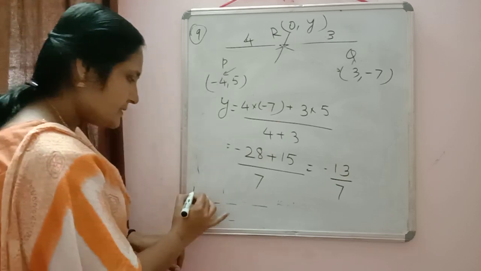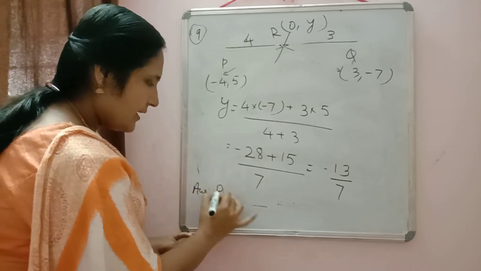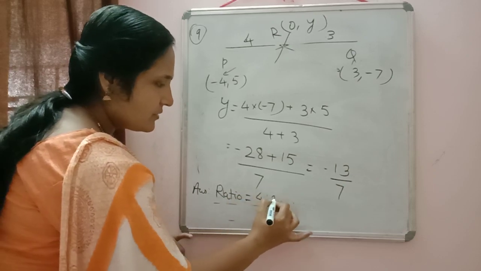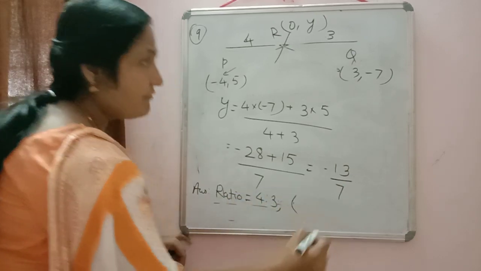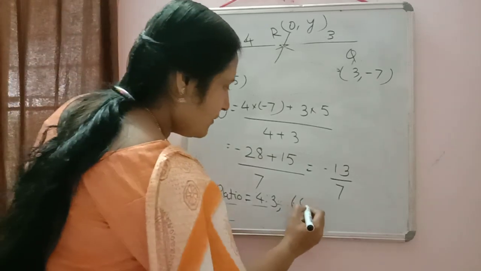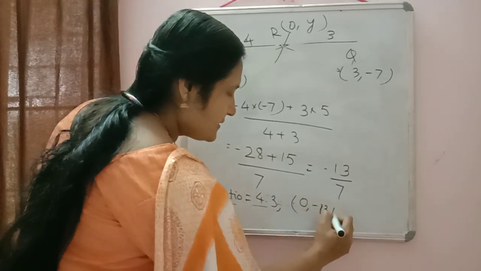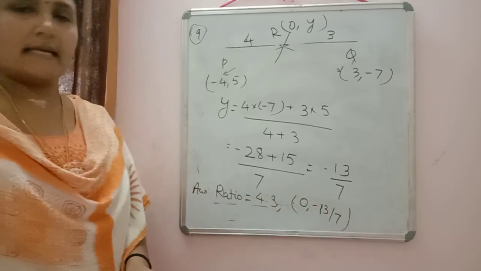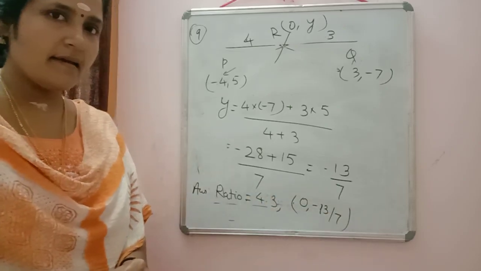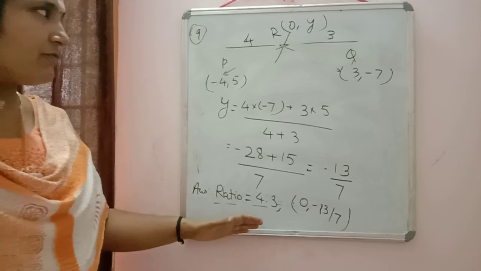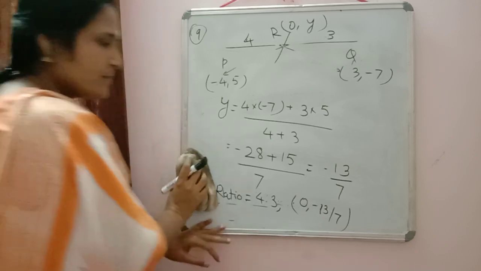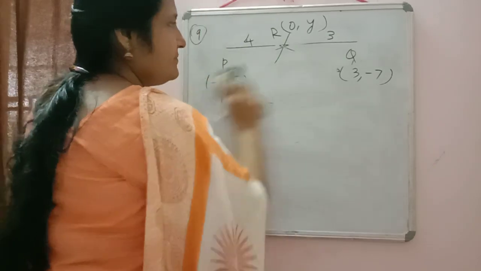So write down the answer here. Ratio 4 is to 3 and the point of intersection is 0 comma minus 13 by 7. This is the point of intersection. Clear? Okay. Shall we move to the next question? Yes. Next question. Question number 10.